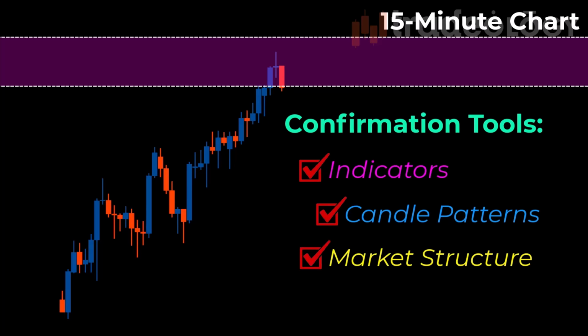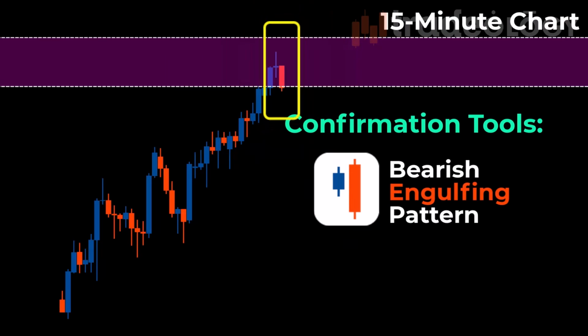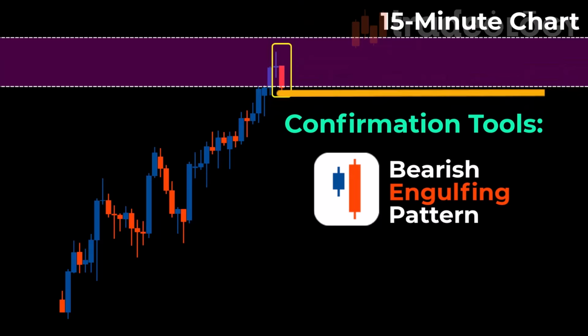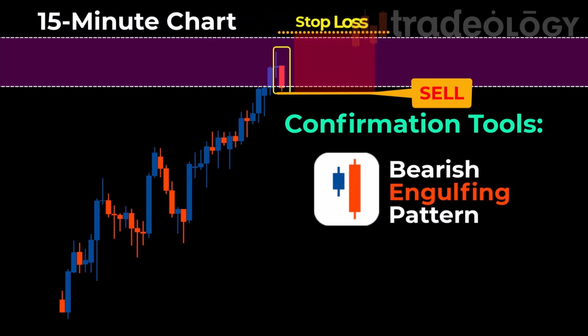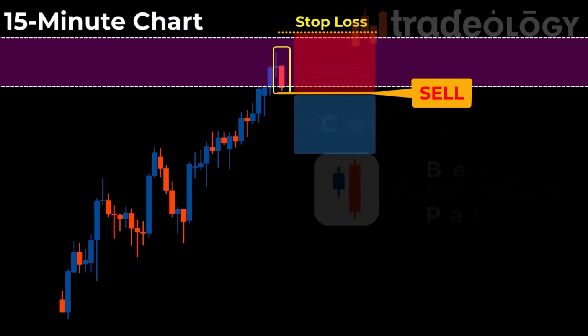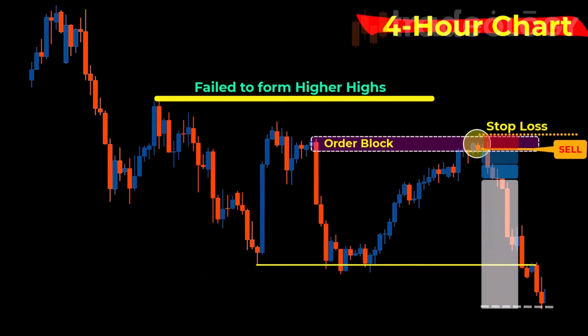Personally, I love the bearish engulfing candlestick pattern. It's simple, powerful, and crazy effective. It happens when a small bullish candle is completely swallowed by a larger bearish one, signaling reversal. As soon as you spot it, enter a sell trade, set your stop loss just above the order block, and aim for a take profit that gets double your risk. That's where the profits stack up.